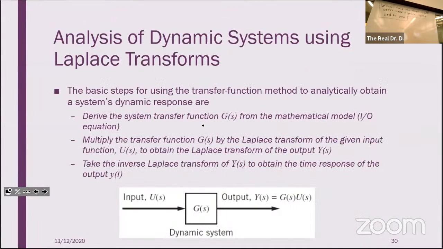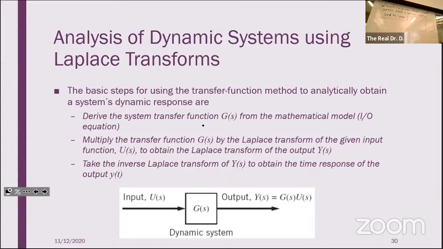Okay? The basic steps for using the transfer function method to analytically obtain a system's dynamic response are the following. 1, derive the system's transfer function. So if you're asked to use the transfer function method, you should probably find the transfer function. That would be a good place to start, right? Find the transfer function. 2, multiply the transfer function times the Laplace transform of the input, right? 3rd, take the inverse Laplace.